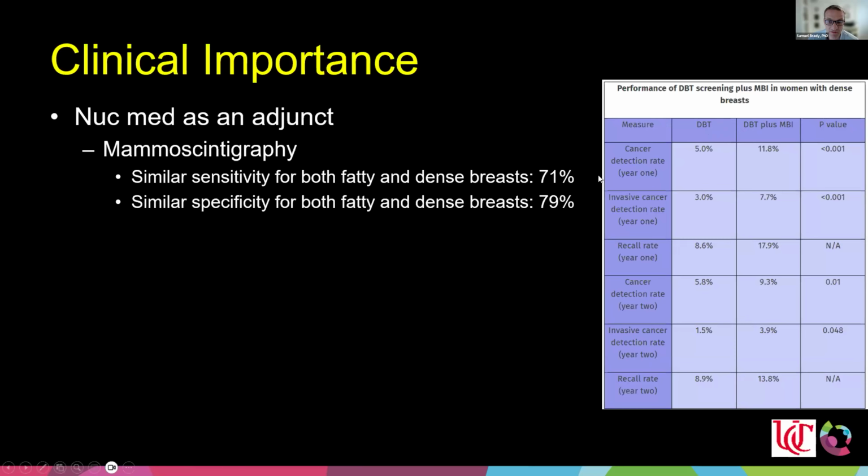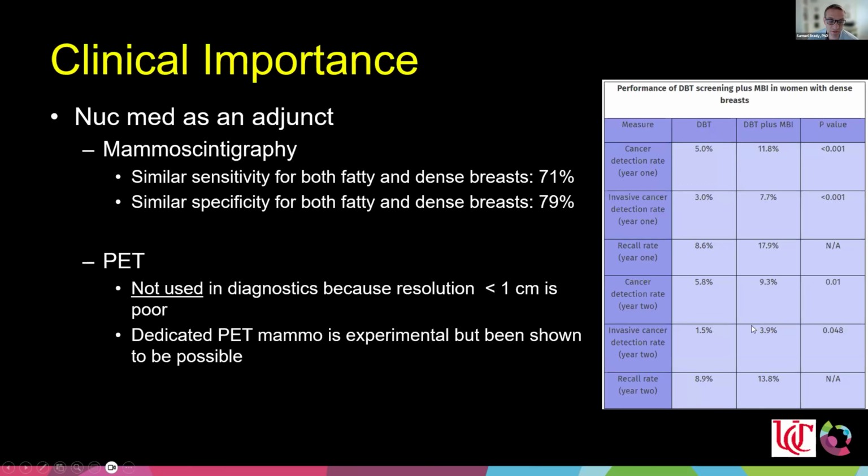Mammoscintigraphy in and of itself has a relatively lower sensitivity and specificity for disease detection, and that's largely because it's not used as often. But when you pair it with X-ray based mammography, you can see that cancer detection rates go up significantly, and it is demonstrating to be a very good secondary adjunct modality for X-ray based mammography.